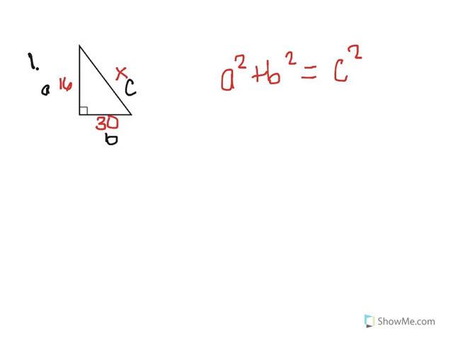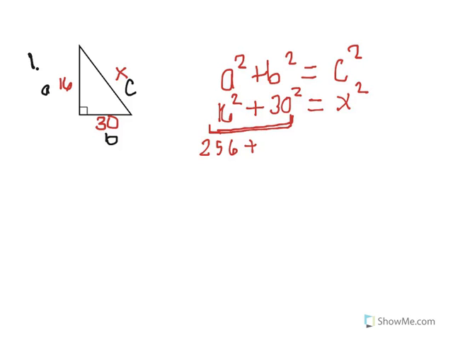Now let's substitute into our formula. a is 16, so 16 squared, plus b is 30, so 30 squared, equals c is x, so x squared. Next, you want to calculate 16 squared plus 30 squared, just the left side of my equation. Well, 16 squared is 256. 30 squared is 900.